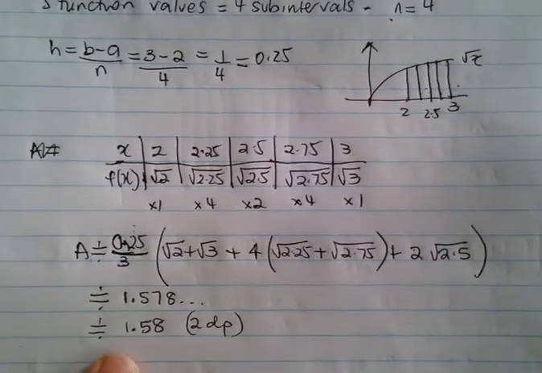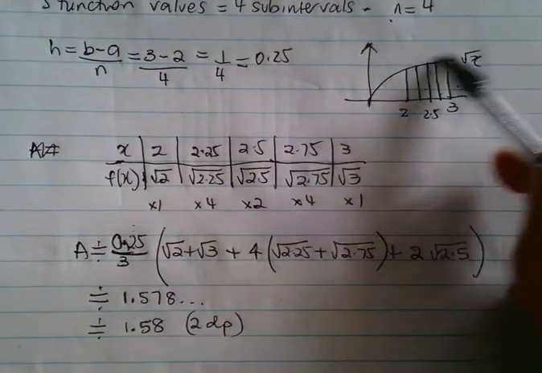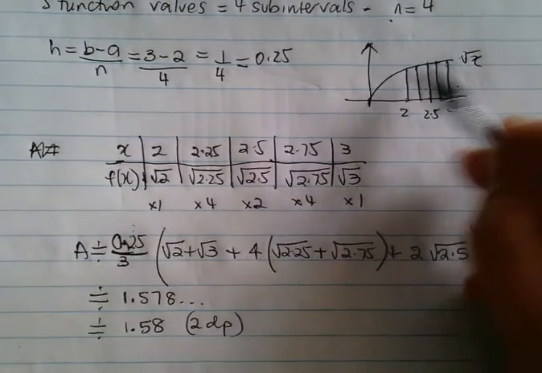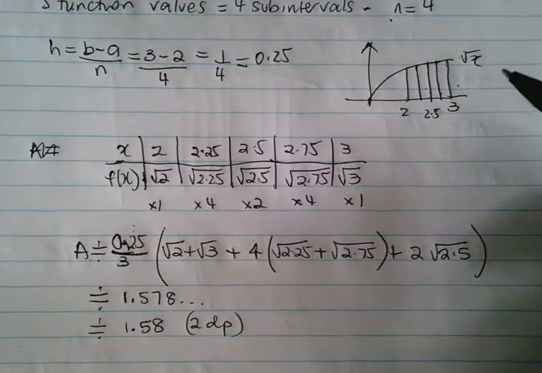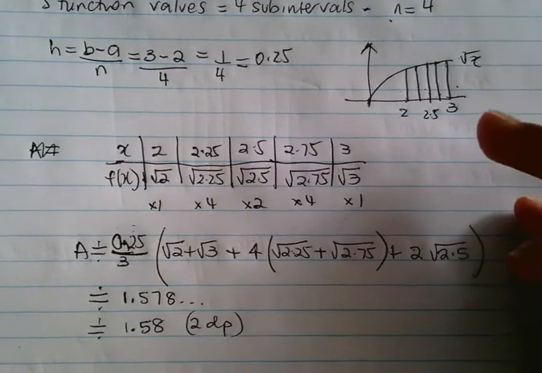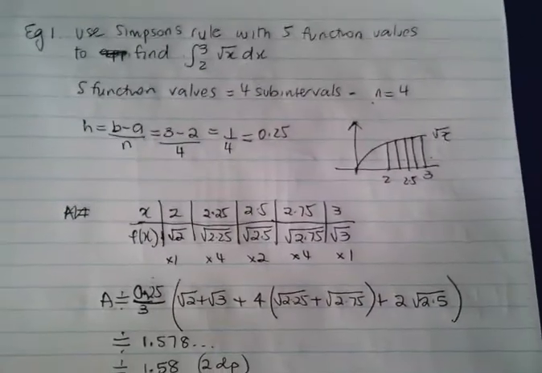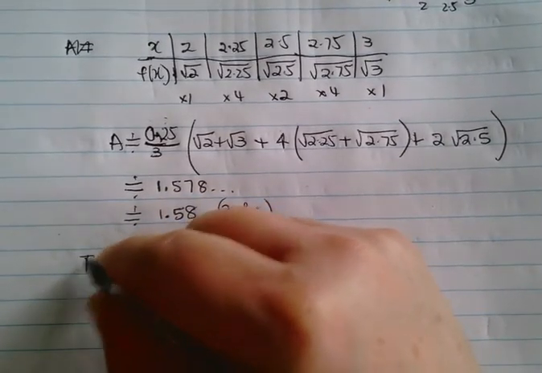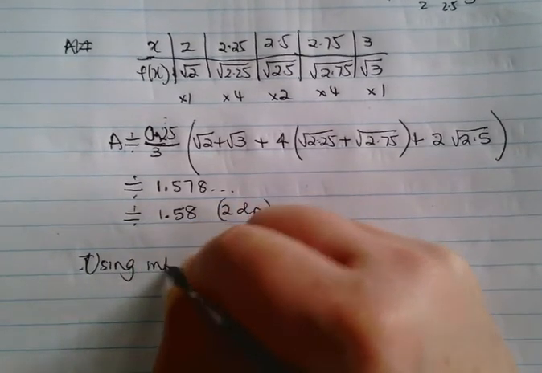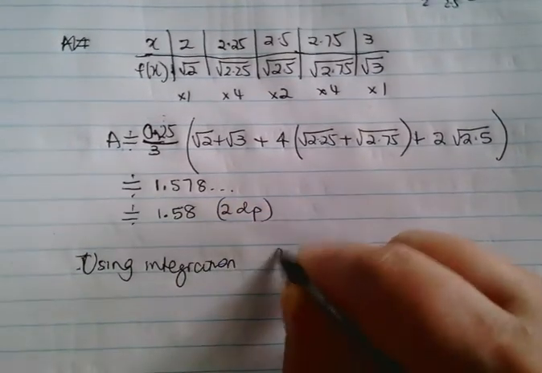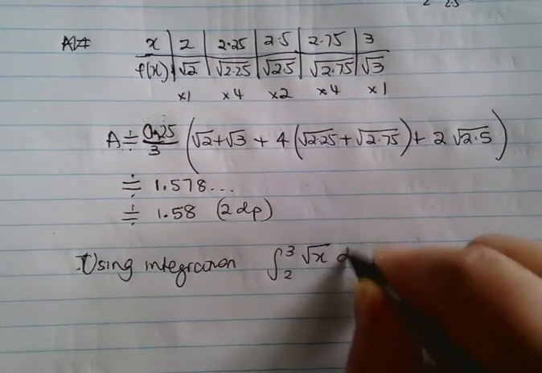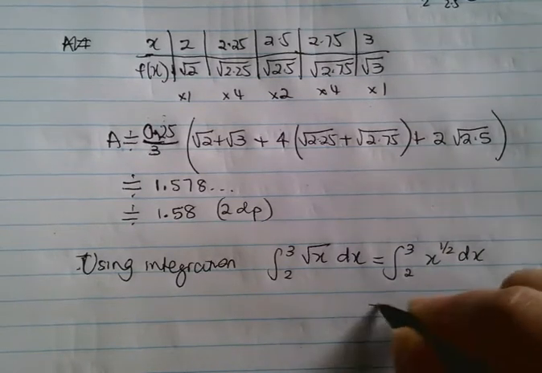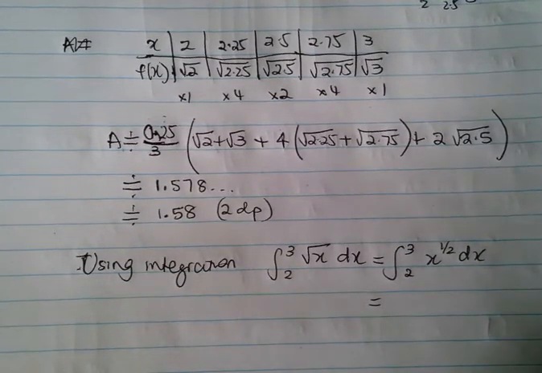Now, with this question, that was an approximation. See how root x is a parabola and Simpson's rule uses parabolic arcs? This approximation will probably be very close to the exact value. So if we were to integrate, I'm just going to do this with integration, just to check my answer and see how close it is. Let's do the integral between 3 and 2 of root x dx. Isn't that the integral between 3 and 2 of x to the half dx? We're just going to compare it.